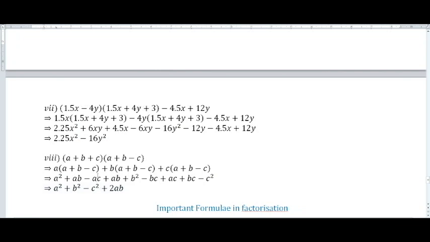But here ab, here ab plus ab is there, here another plus ab is here, so together we have plus 2ab. Then here minus ac, you can cut with plus ac. Then bc plus, you can cut it with minus bc. So this a squared plus b squared minus c squared plus 2ab will be the answer.